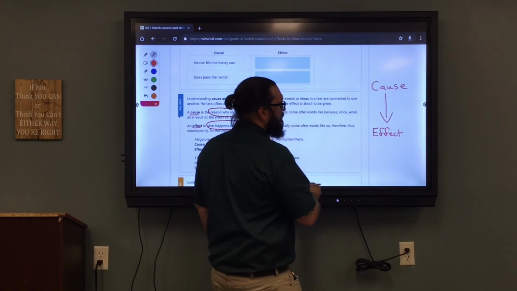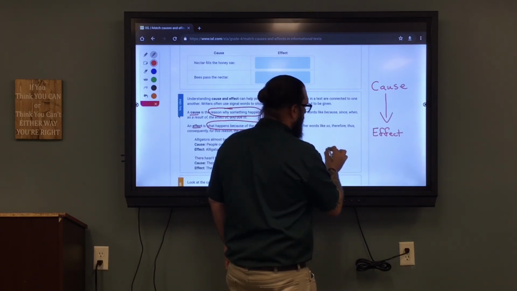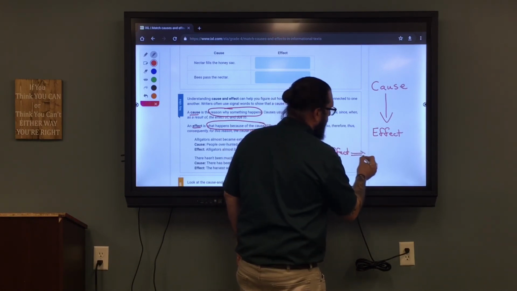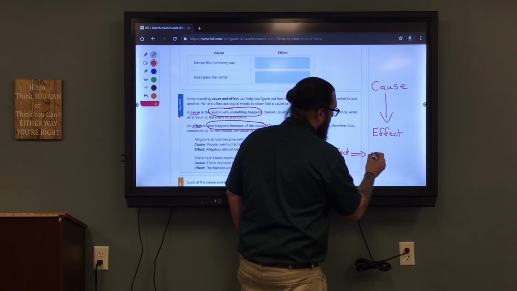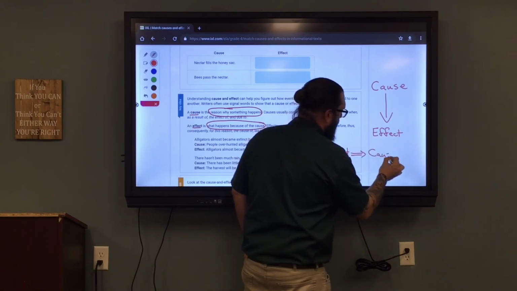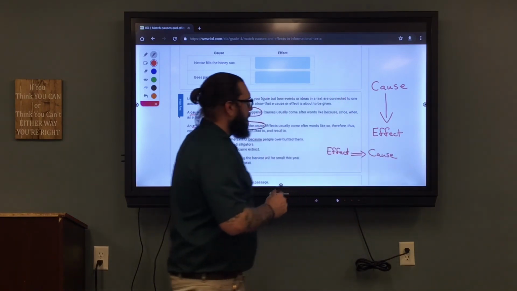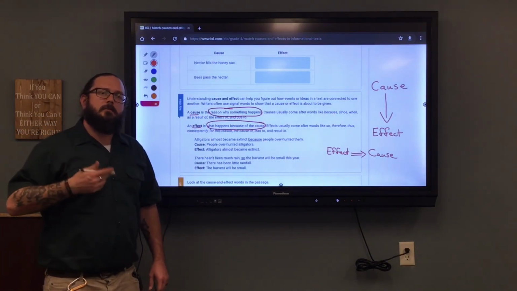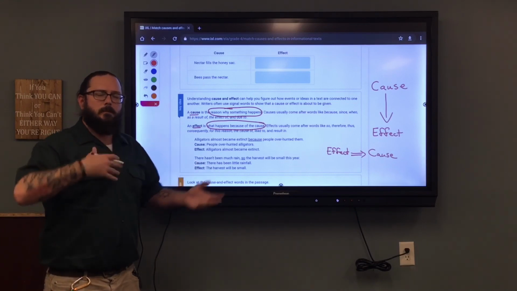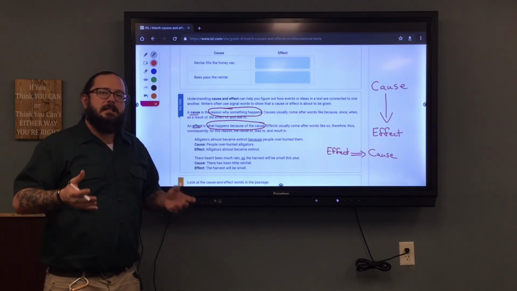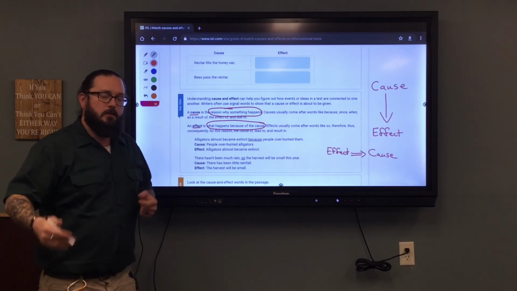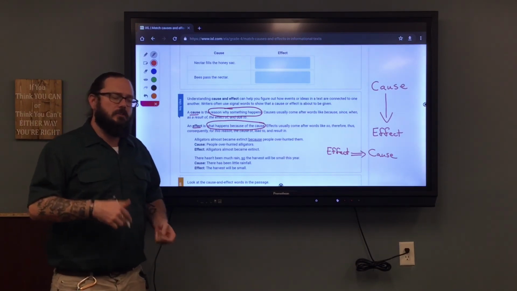Or it could be written as an effect is the result of a specific cause. So a cause will lead to an effect, or the author may present it as providing the effect and giving us details about what cause or causes led to that effect.